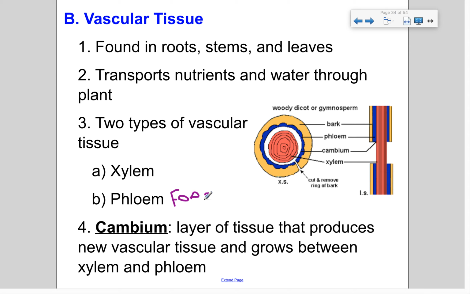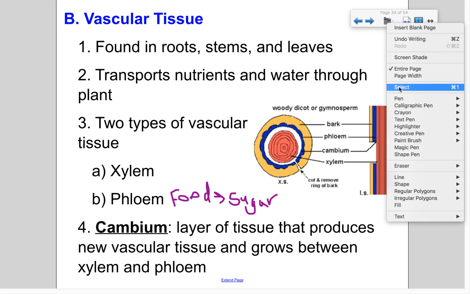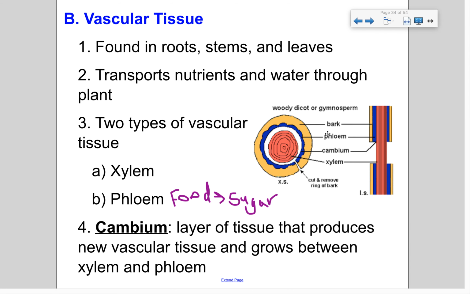Oh, wow. I am so awesome writing on my mouse pad. Food, as in sugar. So I sure hope your handwriting is way better than this. There's the R. Okay. So anyways, phloem is food or sugar. Now, xylem is water. Okay, so you should probably write water right here. But both of these vascular tissues are found throughout the entire plant.